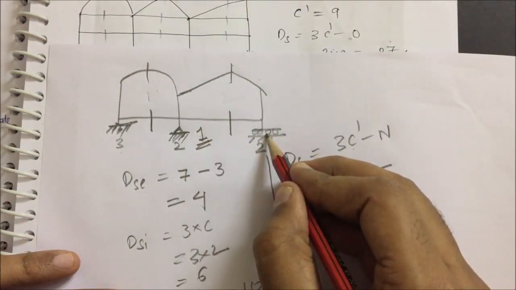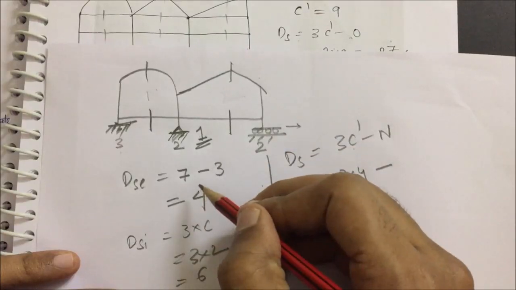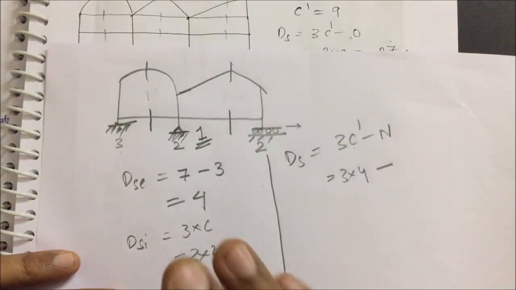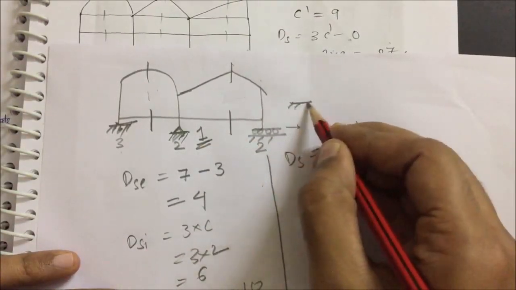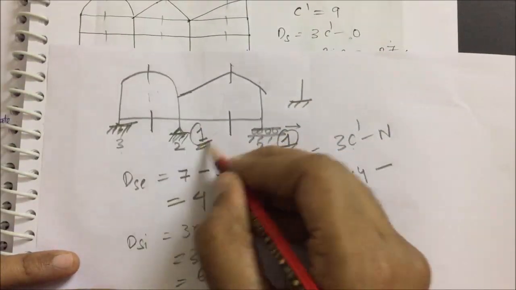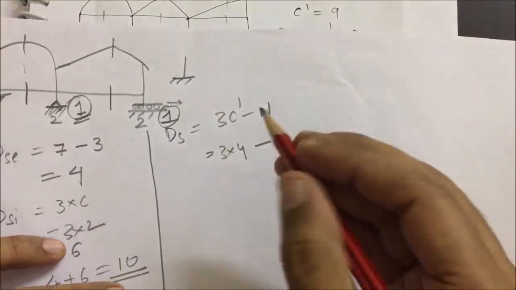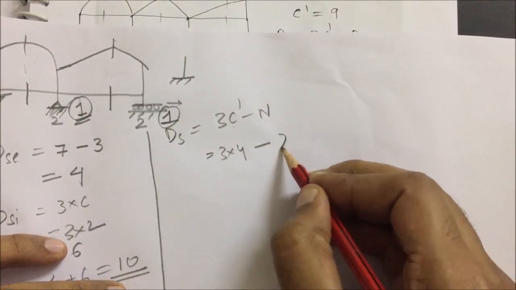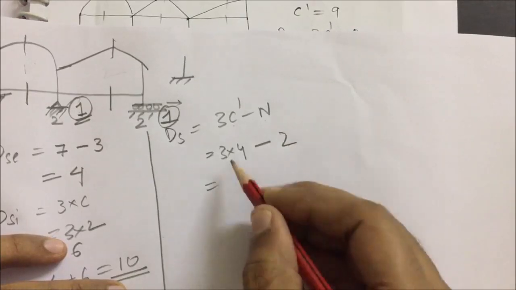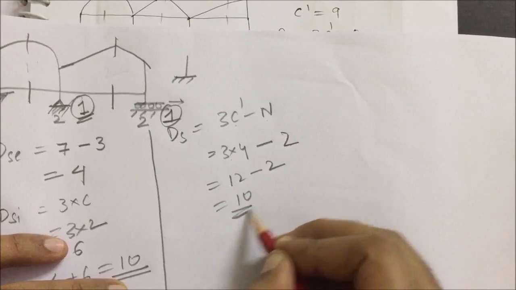Here it is a guided roller. It already has 2 reactions, but it is free to move in horizontal direction. So you are adding horizontal reaction extra to make it similar to that of fixed beam. So here also I am adding 1 reaction extra. So how many reactions we have added extra? 2 reactions, right? So that 2 reaction I have to subtract. My n value is 2. So 3 into 4, 12 minus 2 is equals to 10.